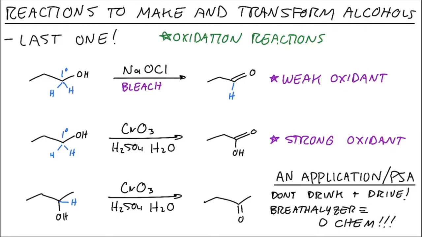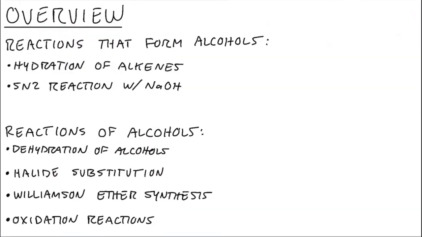All right, with that PSA over, I want to give a quick overview of what we talked about today. We have a couple of reactions that form alcohols, and these are the ones that we already knew, right? We did the hydration of alkenes, that was in chapter 6. And then we did the SN2 reaction with NaOH, that was in chapter 8. And now we're learning some new stuff about what we can do with those alcohols, even though some of them are based on mechanisms that we already learned last unit.